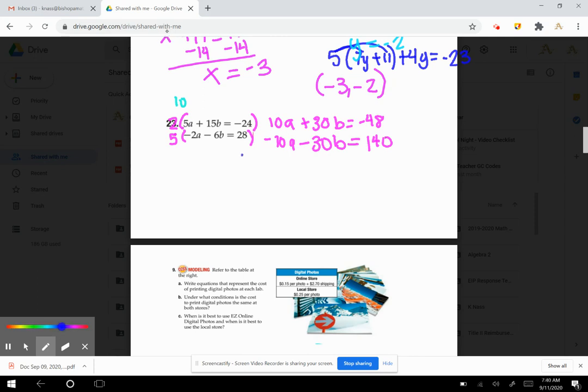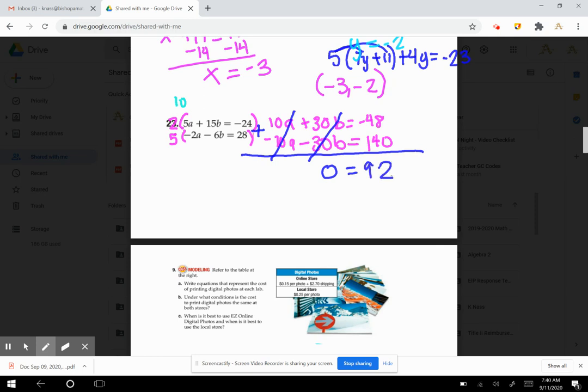All right, so we add down like a regular problem. Okay, the A's cancel out. The B's cancel out. So I'm left with 0 on the left side equals, what is that? It doesn't really matter. 92.